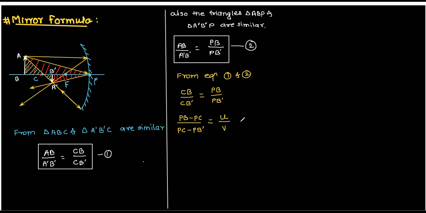Okay. And this I am keeping in magnitude because we have to substitute the magnitude of U and V. So PB minus PC. PB is again U. PC is R. And this divided by PC, again R, minus this is V. And that is equal to U by V.